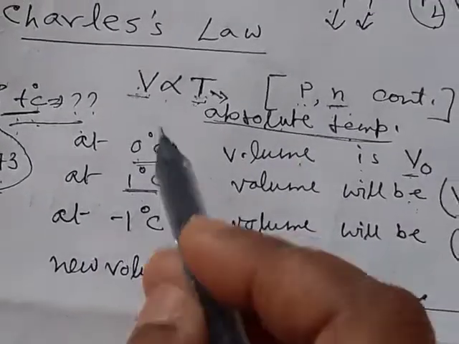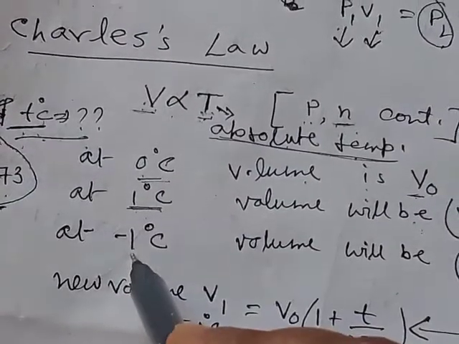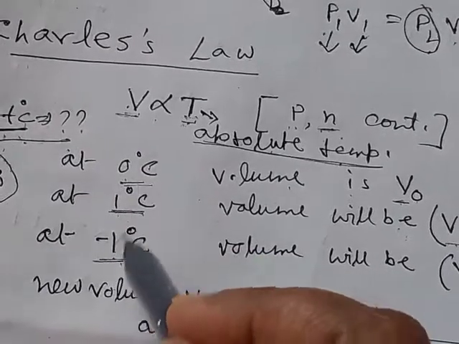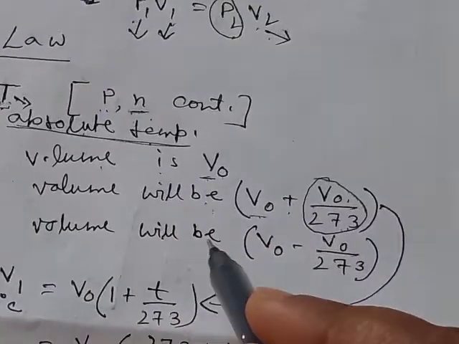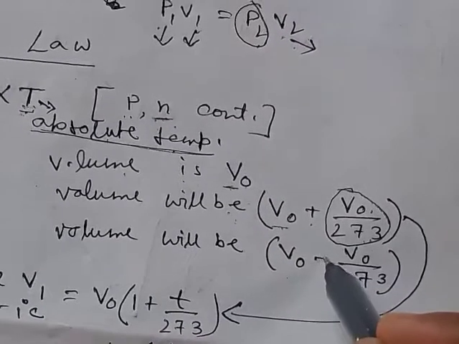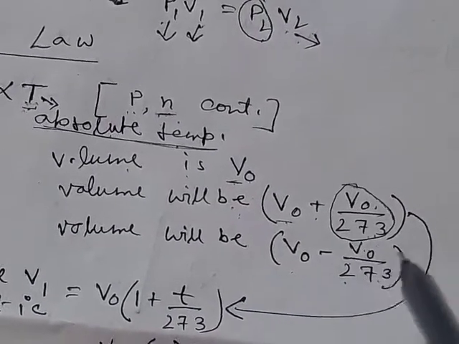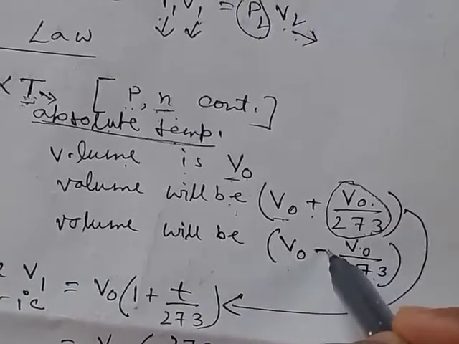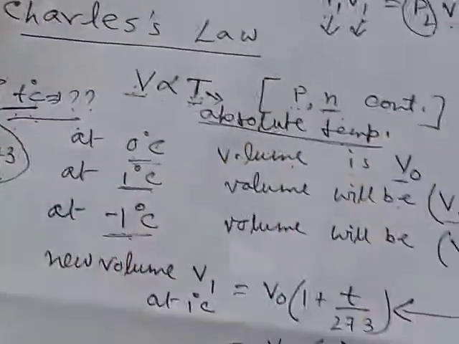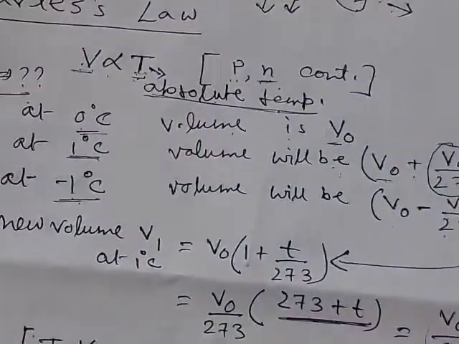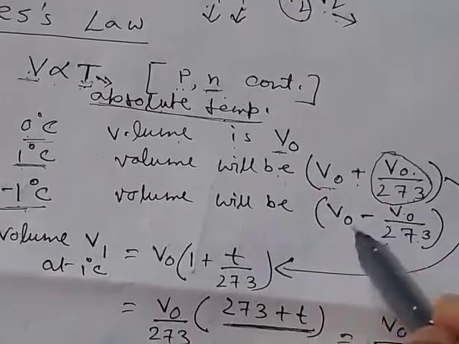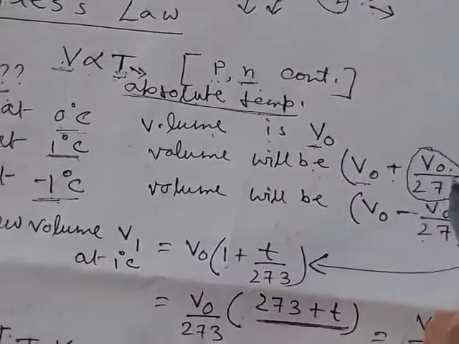Now, if we decrease the temperature from 0 degree to minus 1 degree, here is the decrement of temperature by 1 degree, then volume will also decrease and the decrement will be V0 minus V0 by 273. That is, the decrement will also be in the factor 1 by 273 of its volume. So, for increment we have to add and for decrement we have to subtract.